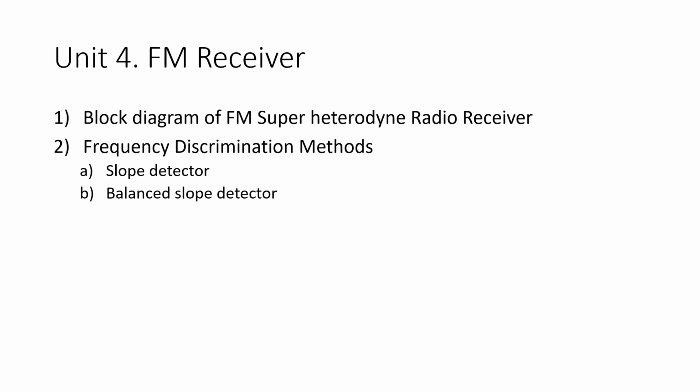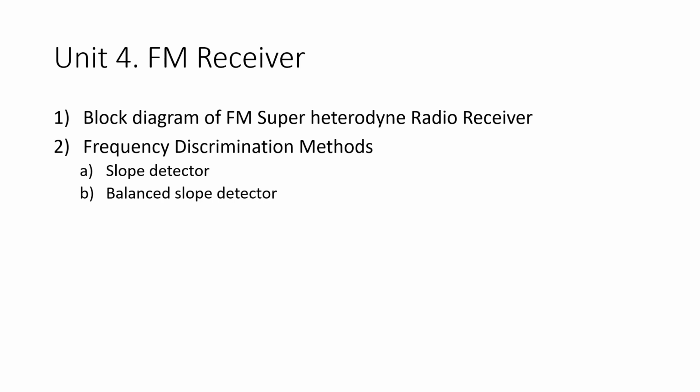Hello students, we have started unit number 4, FM receiver. In the last lecture we have studied the block diagram of the FM superheterodyne radio receiver, and we have studied frequency discrimination methods. In that we have studied the slope detector and balanced slope detector. So we are going to review some of the points from the previous lecture.